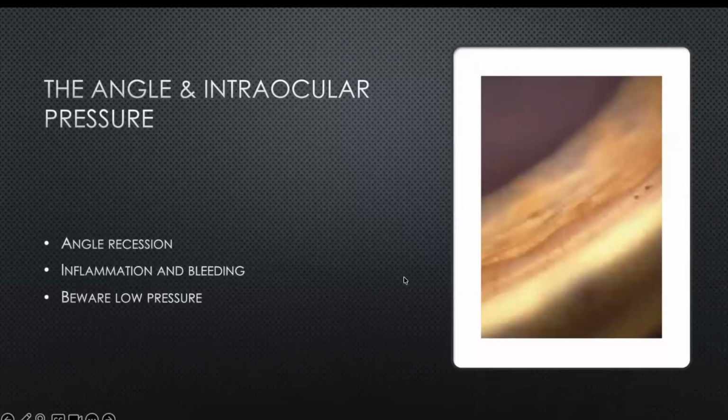Looking at the angle and things that can change your pressure. So angle recession can happen with blunt injuries, and you can see that in this gonio image here. The pressure can come up because of either a uveitis or bleeding in the eye. And just be really, really careful with eyes that come in with low pressure because they may be masking a posterior rupture that isn't obvious straight away. So you want to just try and be a bit cautious with patients that have come in with low pressure, as well as high.